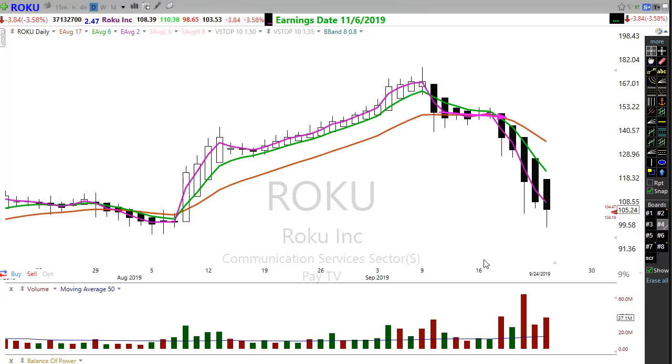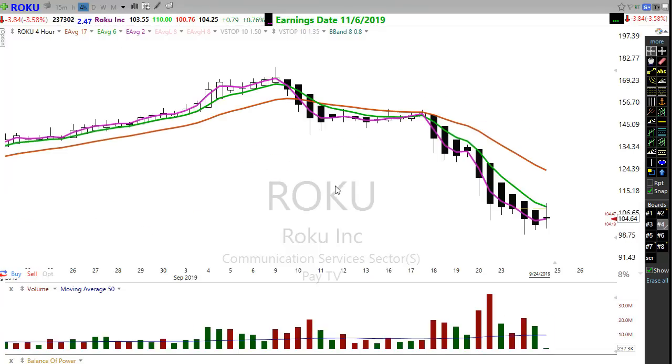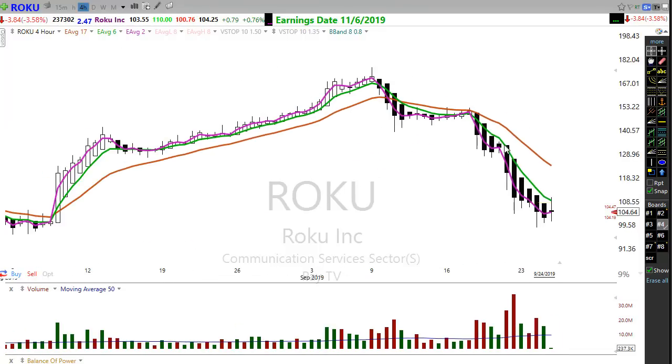So just follow the candles. Don't overthink this, guys. This is actually very simple. If you want to trade this on a shorter term time frame, look at it on a 4-hour. Could you make money following this down? Do you have to micromanage this on the way down? I mean, seriously.